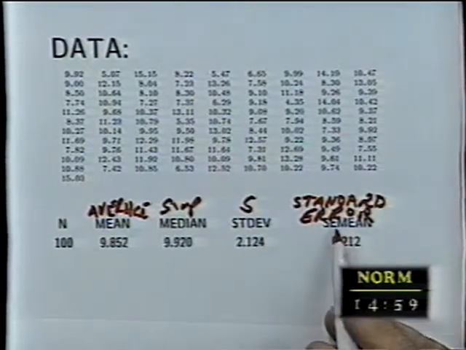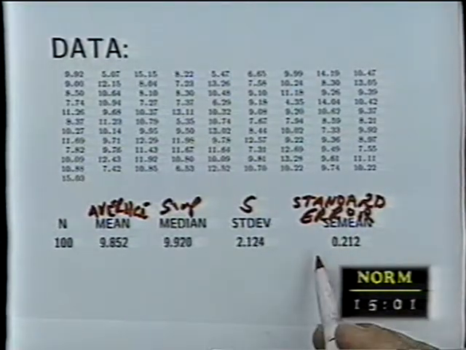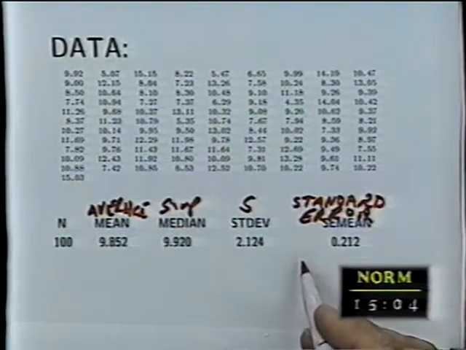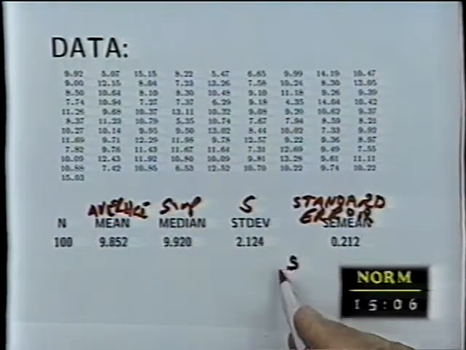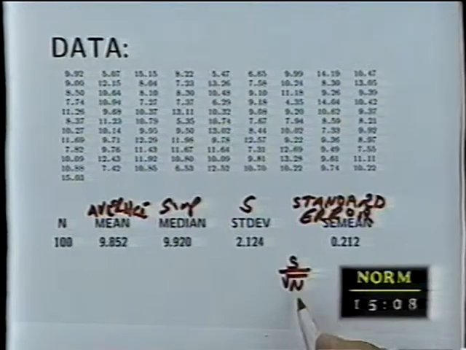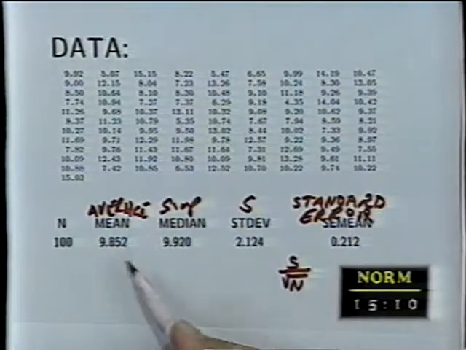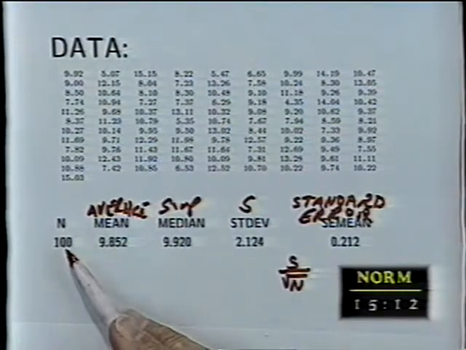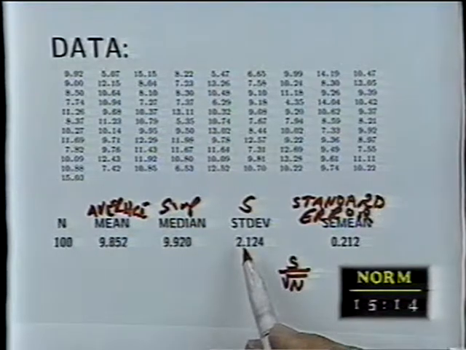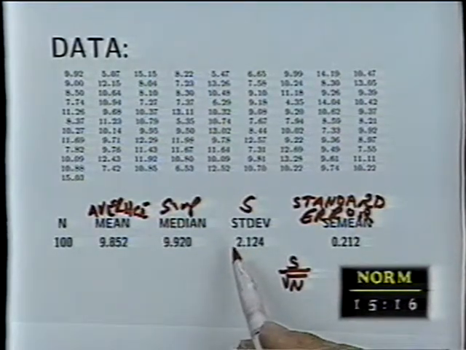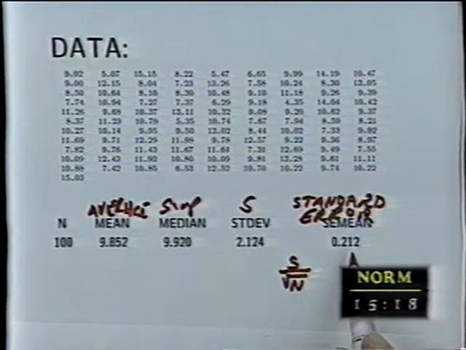Or standard error of the mean. Also, what it is, the standard deviation of the mean. It is really S divided by the square root of n. That's all it is, S divided by the square root of n. Notice 100 observations, square root of 100 is 10. If you take the standard deviation divided by 10, you get 0.212, the standard error of the mean.